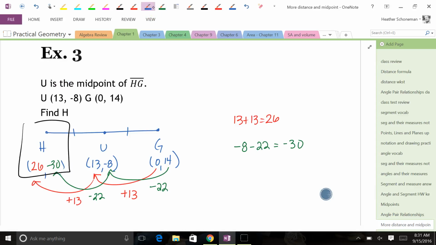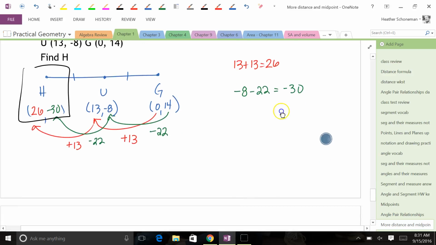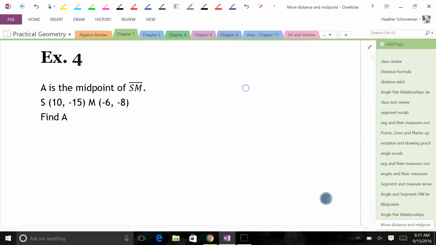All right, one more, and then you're going to get a chance to practice on your own. Example 4. A is the midpoint of SM. So let's draw the picture. Here's SM. A is the midpoint. We're going to put the dashes on there.